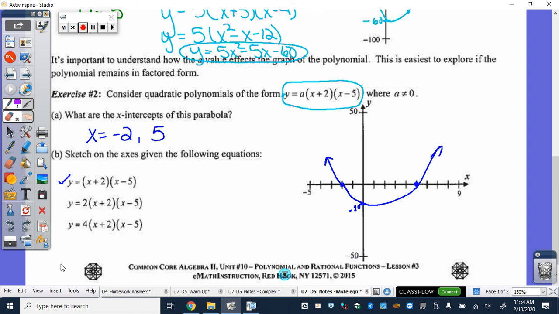So now if we take a look at that second one, it has the same x-intercepts. It's still going to hit at negative 2 and positive 5. But what would this 2 out in front do to my y-intercept? It's going to make it negative 20. So what it's going to do is it stretches our graph down a little bit further.